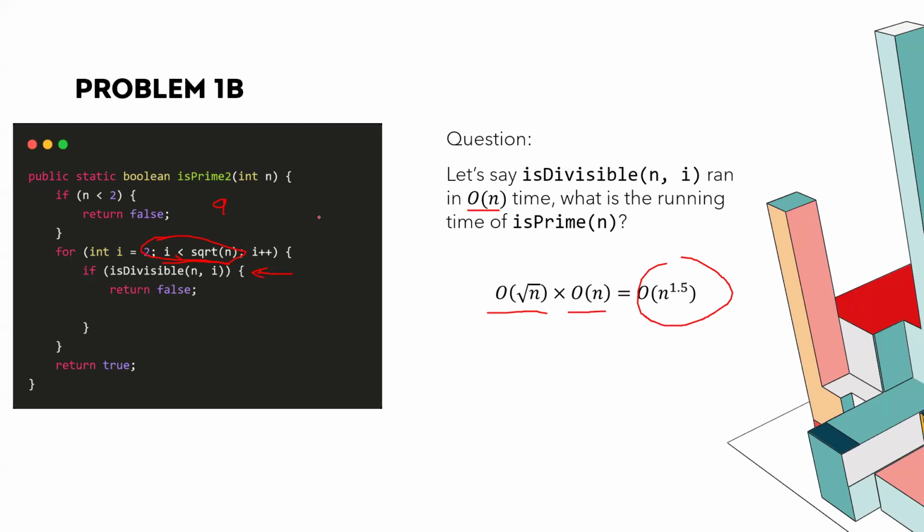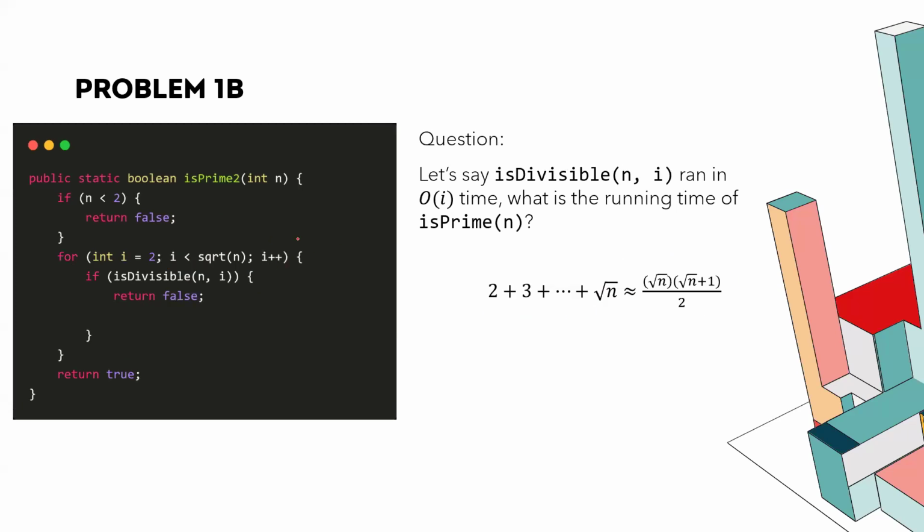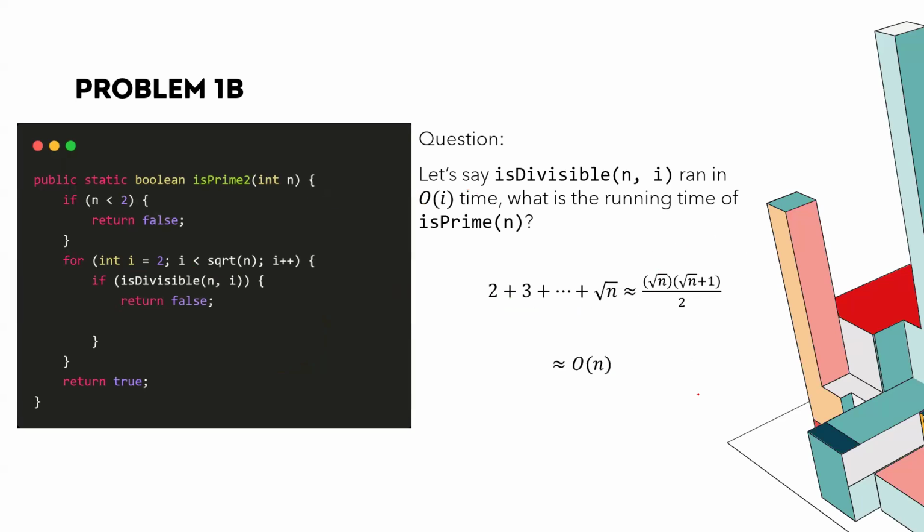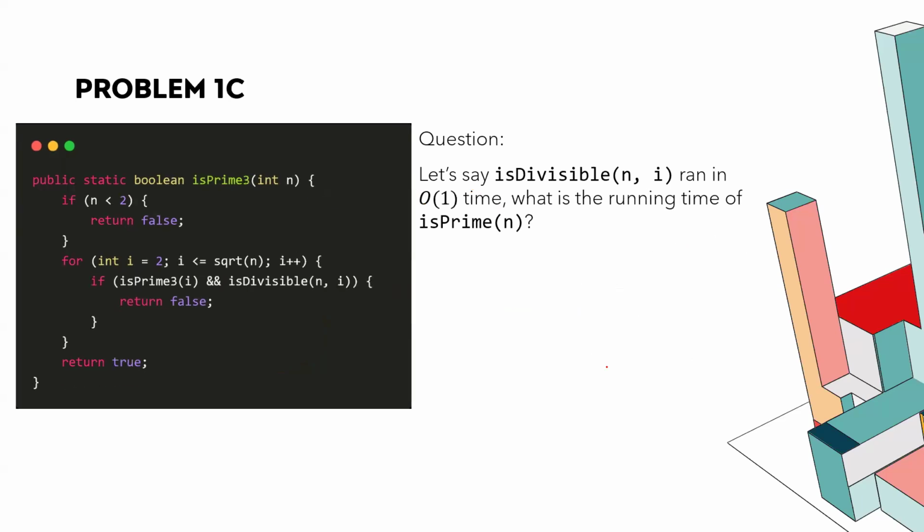Hopefully you've thought of all of these before. One more interesting one would be i equals 2 to less than or equal to square root n, and let's say for now it runs in O(i) time. So what's the bound? Well, then you have to do the same thing as before. You don't say 2, it's 2 plus 3 plus 4 plus 5 all the way to square root n. And again, same trick as before. This is square root times square root plus 1 over 2, which is basically O(n). Okay, so that's the idea.